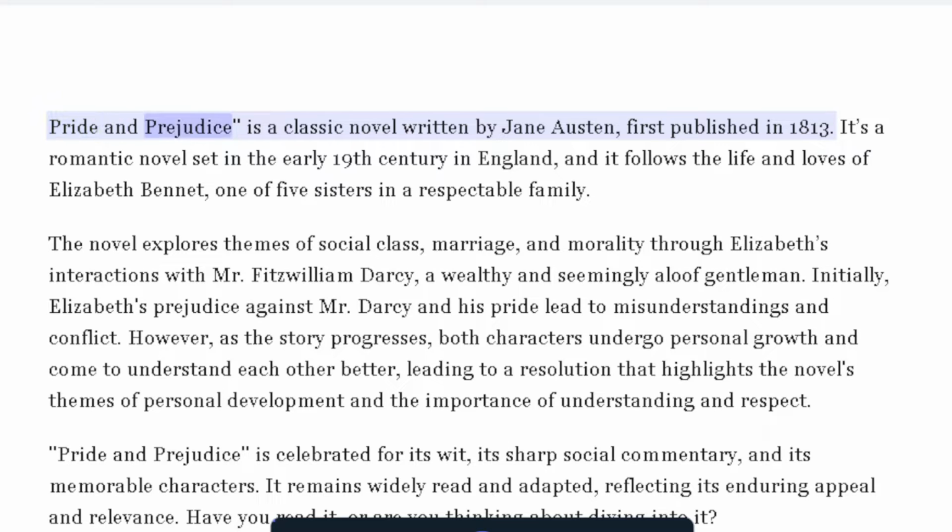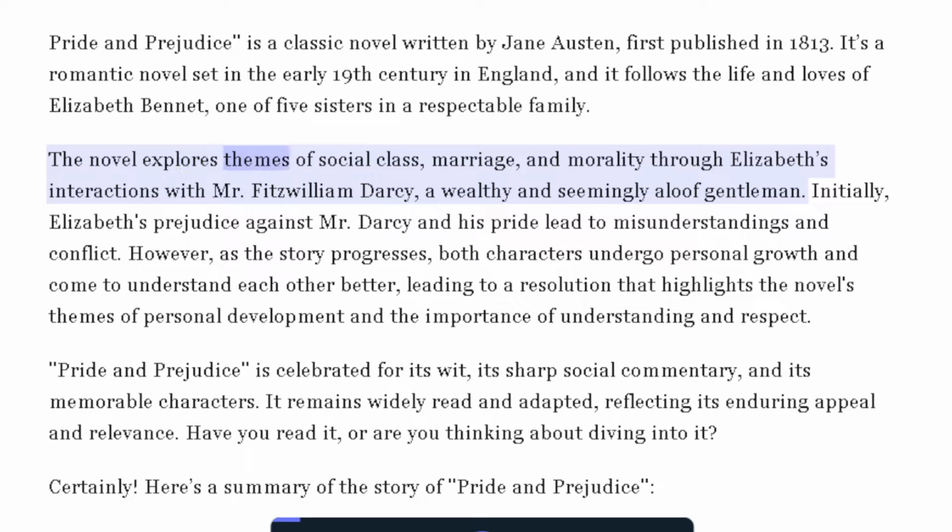Pride and Prejudice is a classic novel written by Jane Austen, first published in 1813. It's a romantic novel set in the early 19th century in England, and it follows the life and loves of Elizabeth Bennet, one of 5 sisters in a respectable family. The novel explores themes of social class, marriage, and morality through Elizabeth's interactions with Mr. Fitzwilliam Darcy, a wealthy and seemingly aloof gentleman.